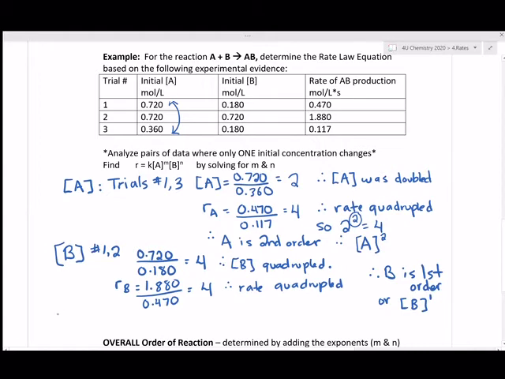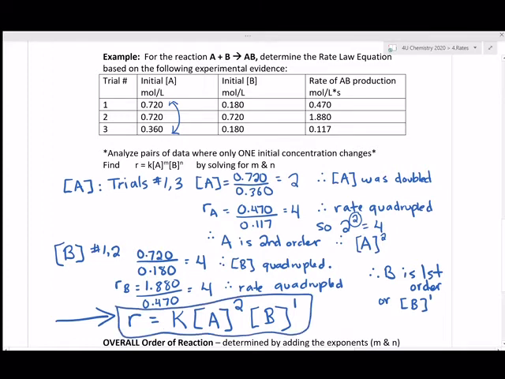Okay, so now let's put this all together and write the rate law equation. So R equals K, which we'll solve later, times A, which we said needs to be raised to the 2 because it's second order, and B is going to be raised to the 1. So that is what we were sometimes just solving in our head with some easier examples, which is fine.